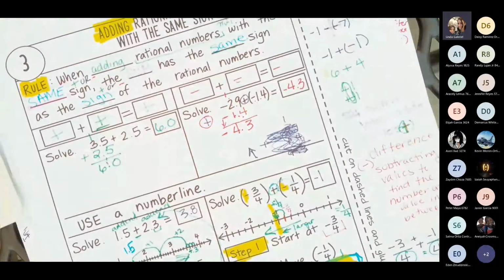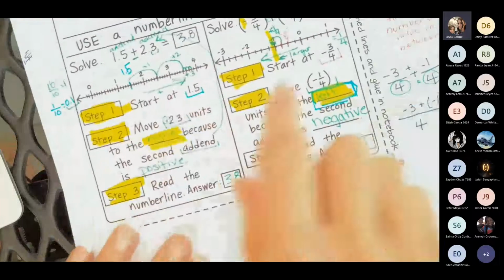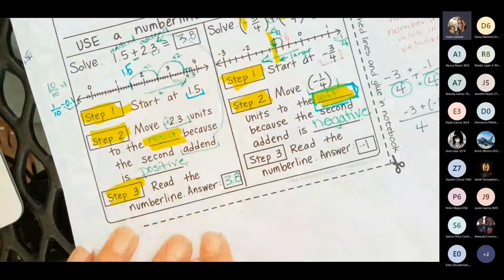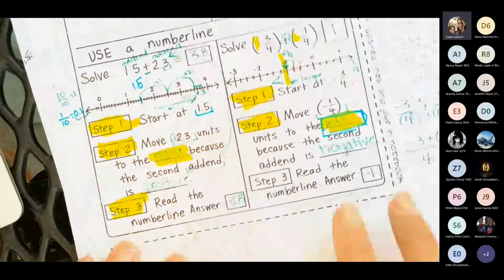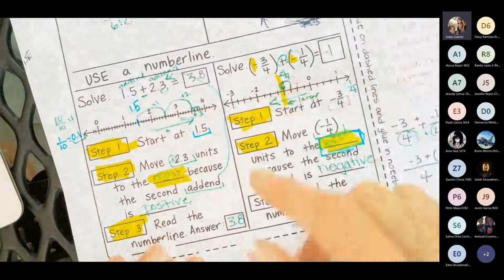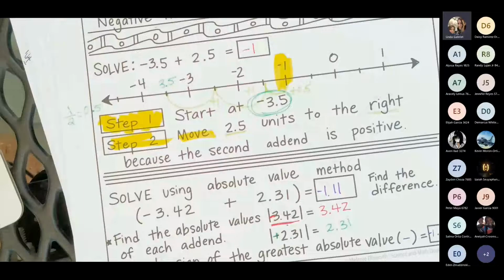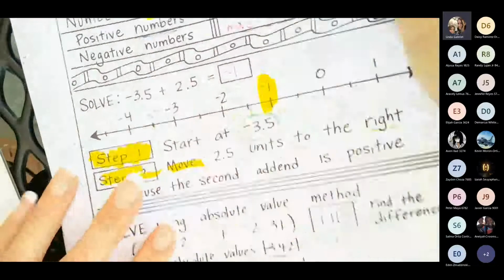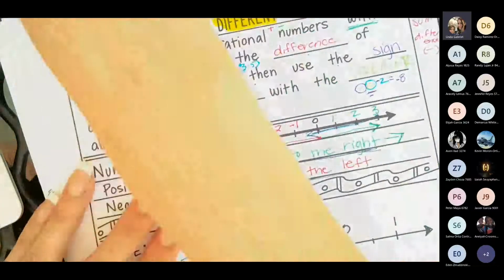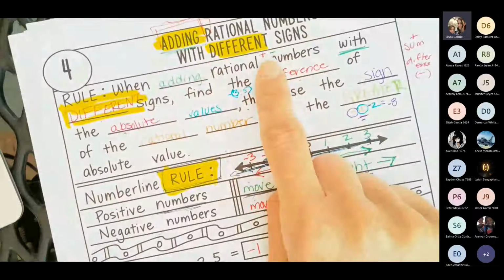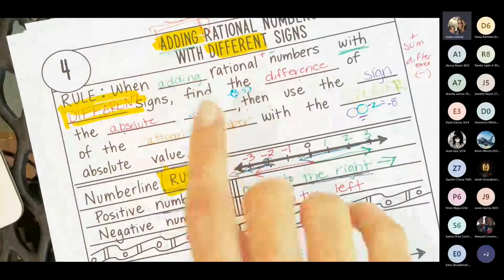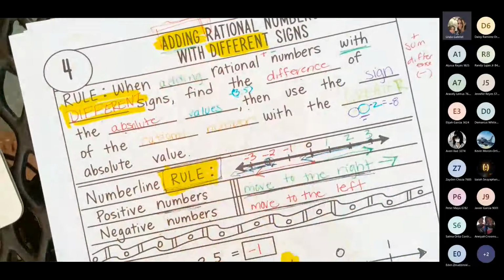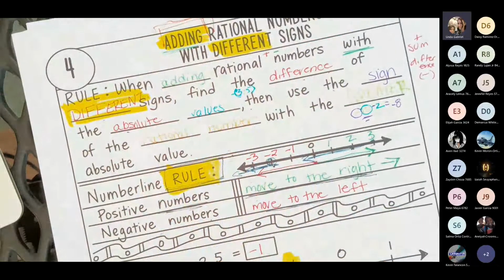Okay? Right, and we learned there that when we move on the number line, if it's positive, we're going to increase in value to the right. If it's negative, we will increase in value to the left. Right? And then we talked about adding rational numbers with different signs. So when we added numbers together with different signs, meaning we had one positive and one negative, we had to do something different, right? Because we didn't have two positive numbers.